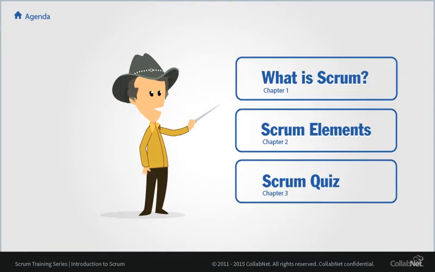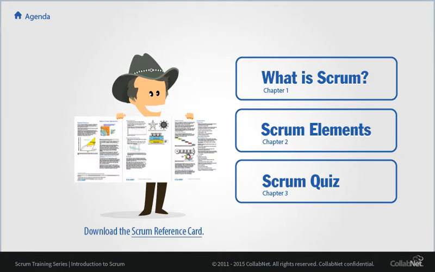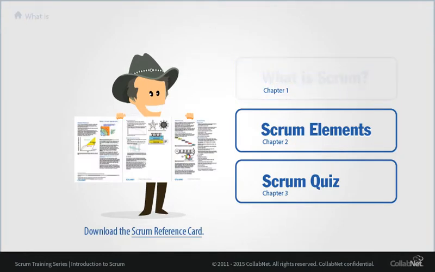This module is subdivided into 3 chapters. At the end, you'll find a challenging quiz that's been shown to increase scores on certification tests and may be a prerequisite to your certification class. I also recommend downloading the 6-page illustrated Scrum reference card.